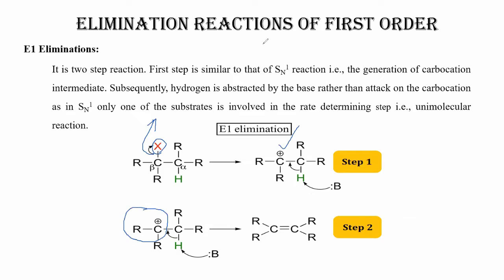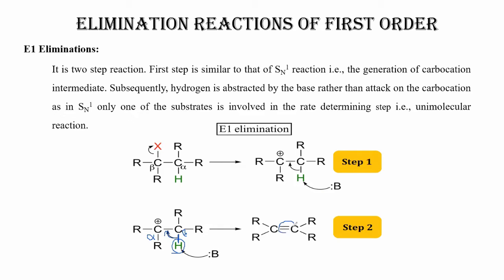In the second step, what is happening? Here the difference from the SN1 reaction appears. The base takes the proton which is in the beta position with respect to the carbon. Just try to understand, this is alpha, this is beta. So the carbon containing hydrogen at the beta position has a beta hydrogen. This beta hydrogen is taken and the bond between carbon and hydrogen shifts to the carbon-carbon position.